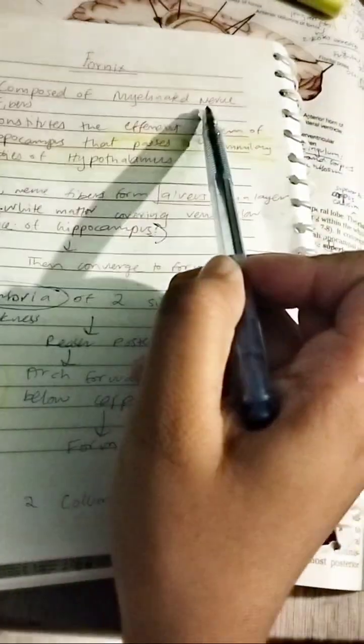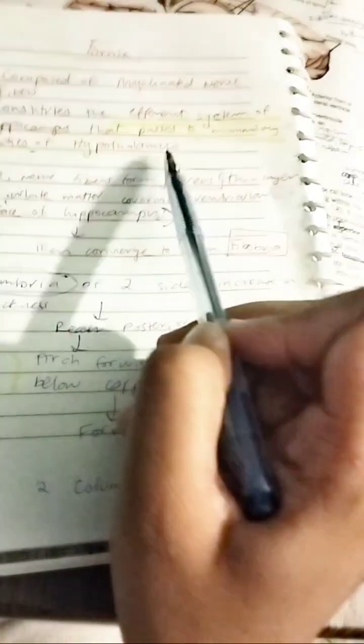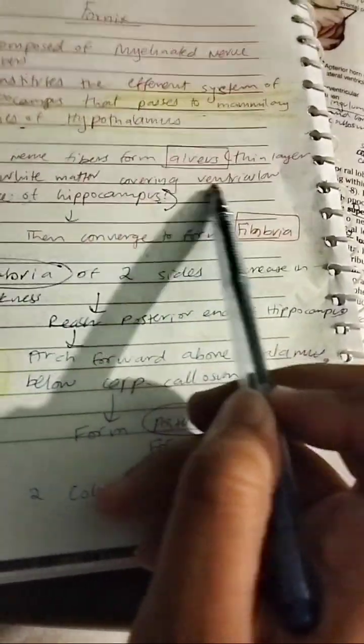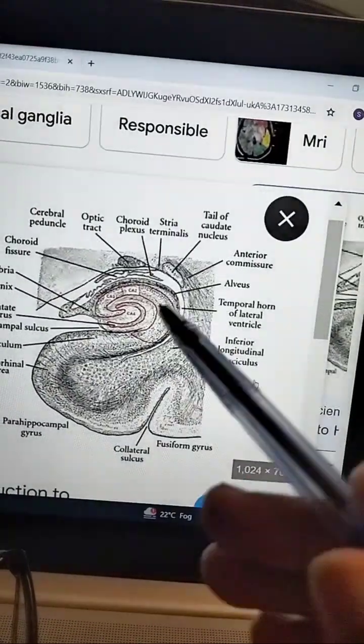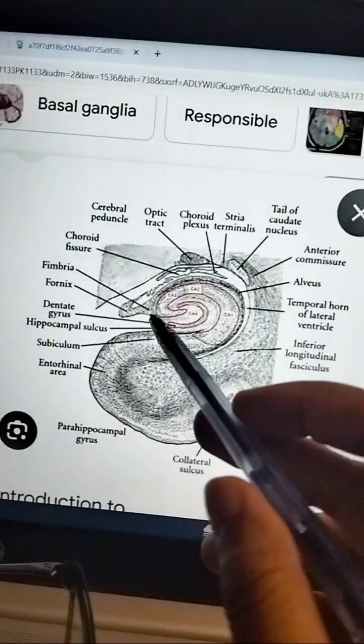The fornix is composed of myelinated nerve fibers. It is going to constitute the efferent system of the hippocampus that passes towards the mammillary bodies of the hypothalamus. First, the nerve fibers are going to form the alveus, which is a thin layer of white matter covering the ventricular surface of the hippocampus. This is the alveus right here. And then the fibers will converge to form the fimbria. So here we can see the fimbria.